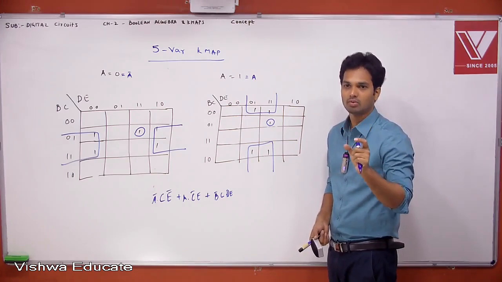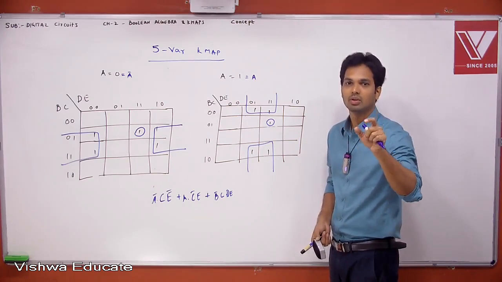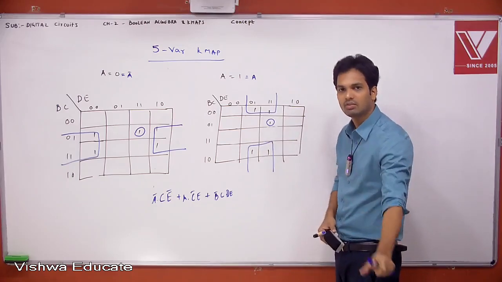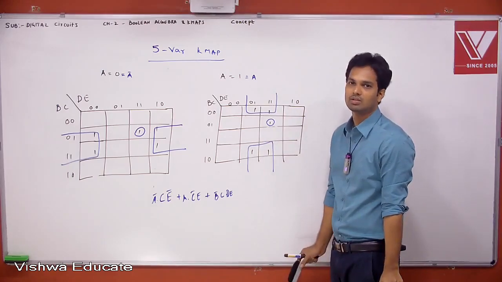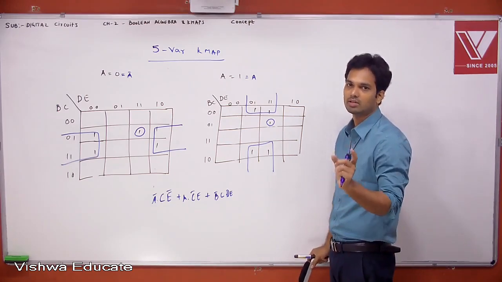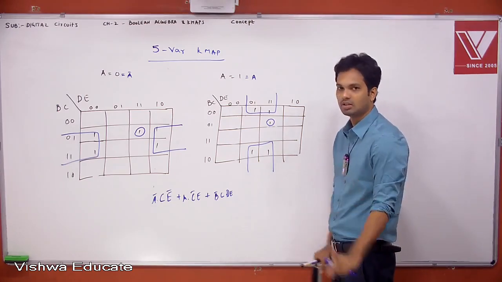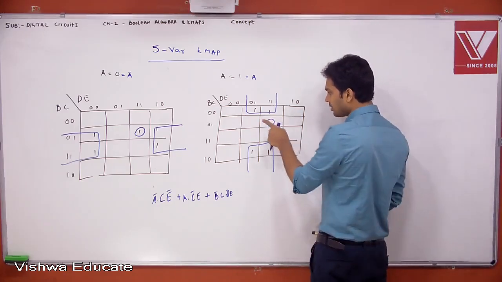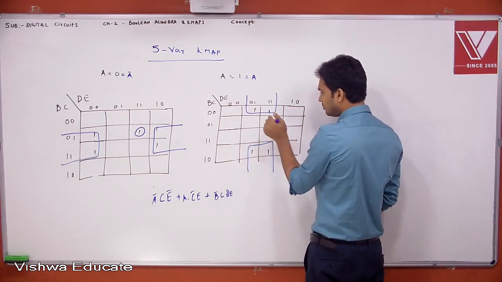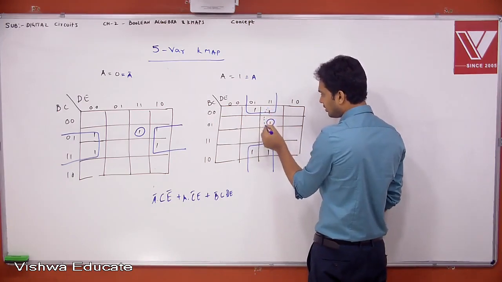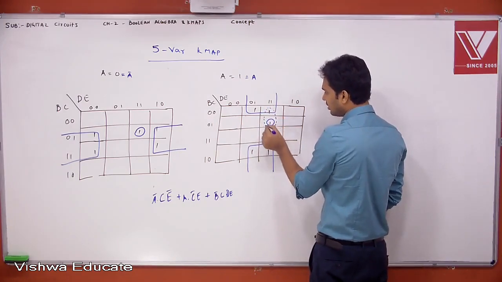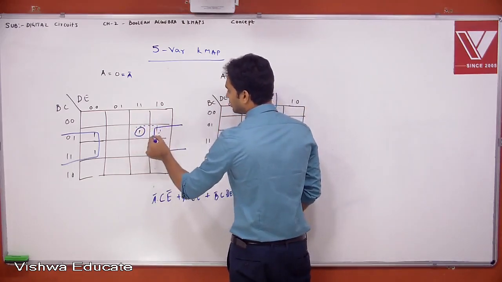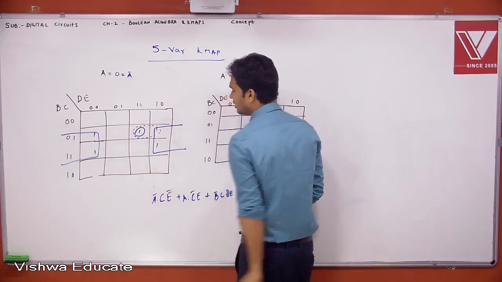Always, if you have doubt, we should check which one is correct. If you have doubt, write both the possibilities. Whichever is giving you the least literal count, that is your answer always. The least number of literals is the answer always. Okay. So see here, after taking that pair, this will become not required, which will become what? Redundant. Similarly, after taking this one, this will become redundant.